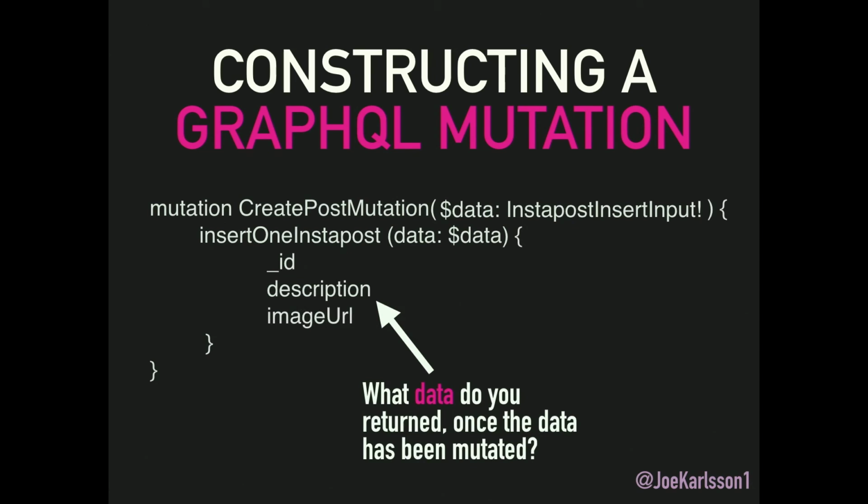And then here, you are telling the server what you want back after you make this request. So after it inserts a brand new insta post into my MongoDB database, I'm saying, hey, could you send me the ID, description, and image URL when you're done? Great. This is confirmation it's done, but I can also re-render that data on the DOM the second I get that back from GraphQL. Awesome.